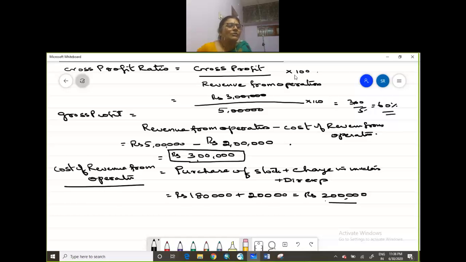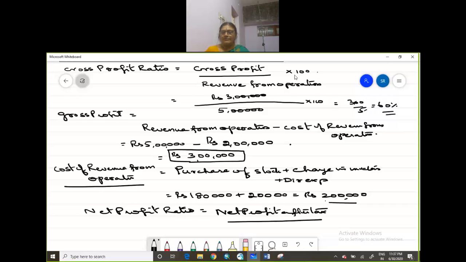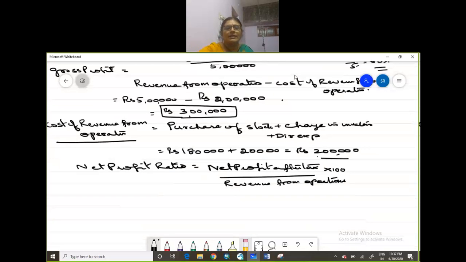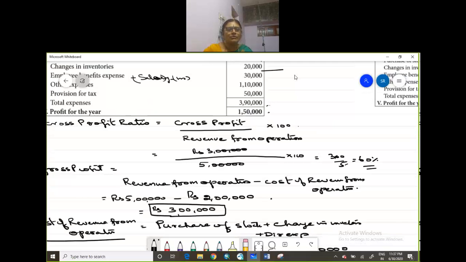Fine. Now, shall we go to our net profit ratio? Yes, next thing you have to find out is net profit ratio. Net profit ratio is equal to net profit after tax divided by revenue from operations into 100. Now, how do you calculate the net profit? Net profit should be there in the problem. Net profit, they've given you 1,50,000. The profit for the year.